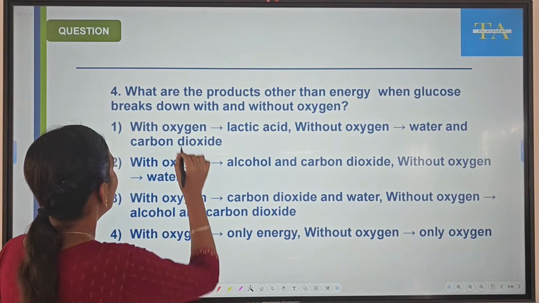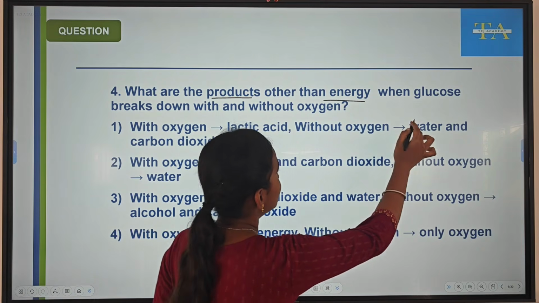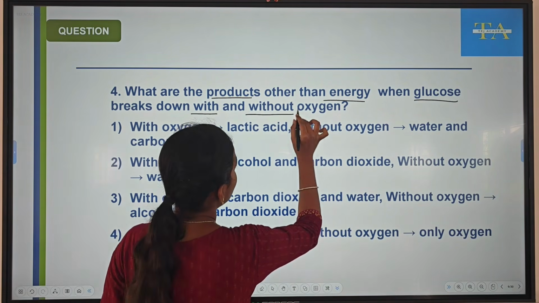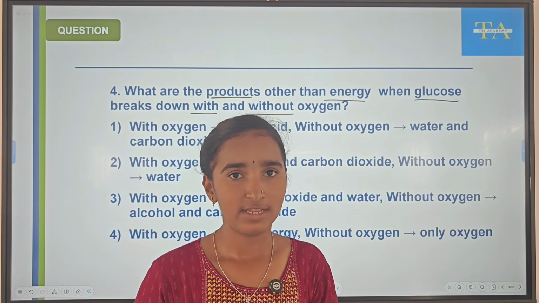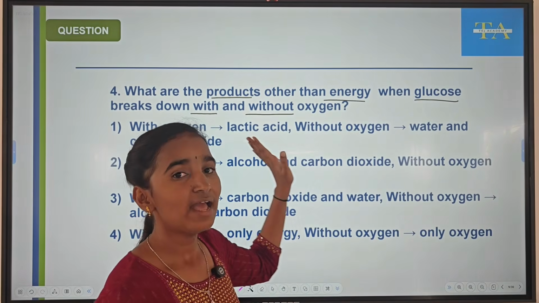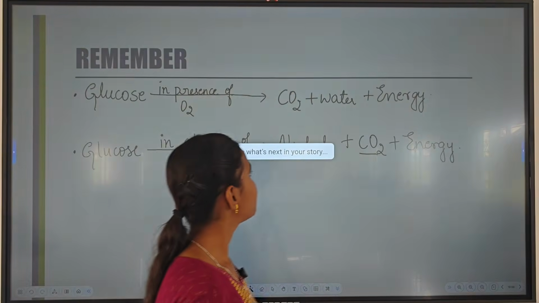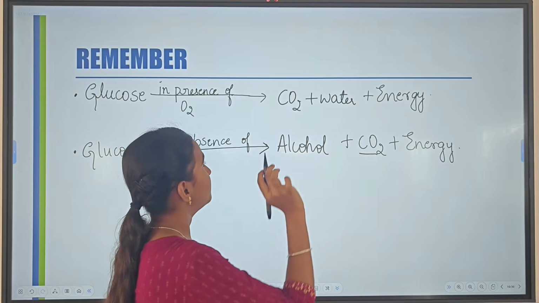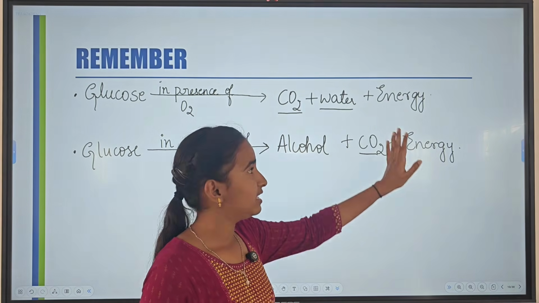Fourth question. What are the products other than energy when glucose breaks down with and without oxygen? Here they are asking us what products are obtained when glucose will be broken down in the presence of oxygen and in the absence of oxygen. You have to remember, glucose in the presence of oxygen, it will be broken down into carbon dioxide and water with the release of energy.